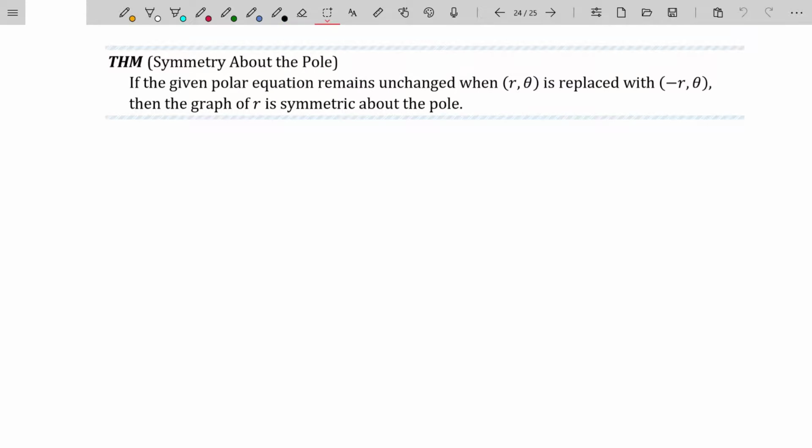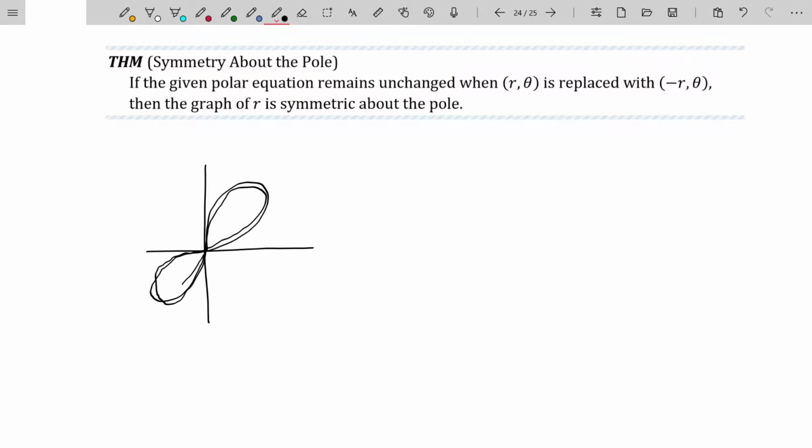The final type of symmetry we often see is symmetry about the pole. If a polar equation remains unchanged when r comma theta is replaced with negative r comma theta, then the graph is symmetric about the pole. This is stuff that looks like the following. This is called a lemniscate. Lemniscates look like this. Well, okay, they look better than that, honestly, but it's supposed to be the same picture on both sides of that. I'm a terrible artist. Anyway, if you can rotate it 180 degrees and it's the same picture, it's symmetric about the pole.